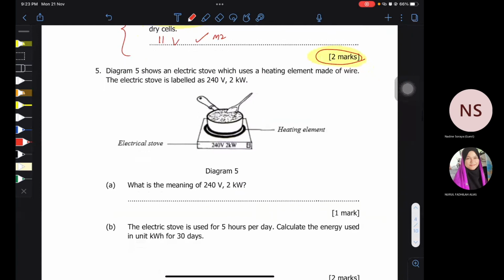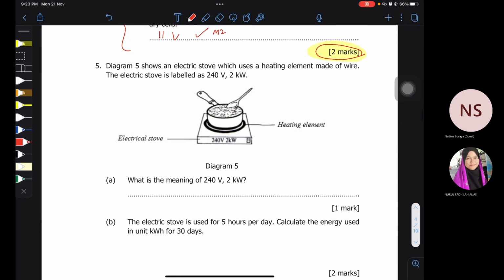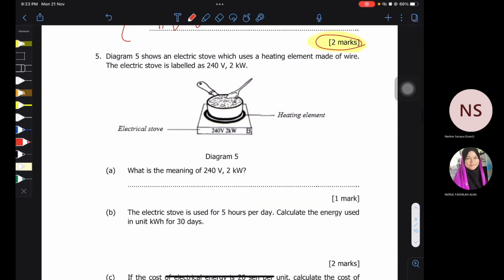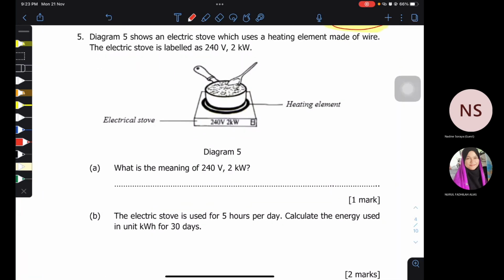Okay, number 5. Diagram 5 shows an electric stove which uses a heating element made of wire. The electric stove is labelled as 240 volt 2 kilowatt. What is the meaning of 240 volt and 2 kilowatt? Okay, this question often comes out. This one even came out in SPM last year. You can look in the reference book. This question is in the textbook, it already gives how to answer. So, make sure when it says what is the meaning, you don't use the given unit.